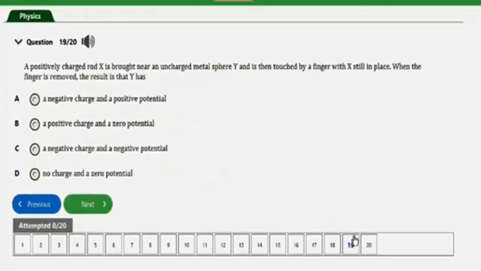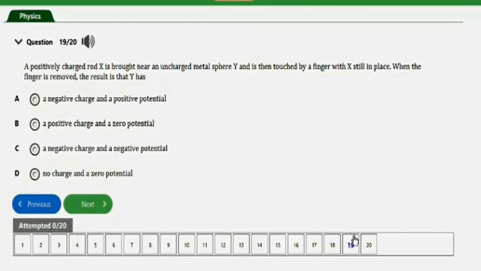Okay, the next question with this one, it says a positively charged rod X is brought near an uncharged metal sphere Y and is then touched by a finger with X still in place. When the finger is removed, the result is that Y has, option A, a negative charge and a positive charge, a negative charge and a 0 potential, a negative charge and a negative potential. We have option D, no charge and a 0 potential. So guys, the right option will be option C, which is negative charge and a negative potential. Alright, take note of this particular question.